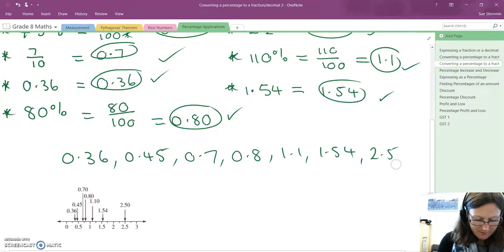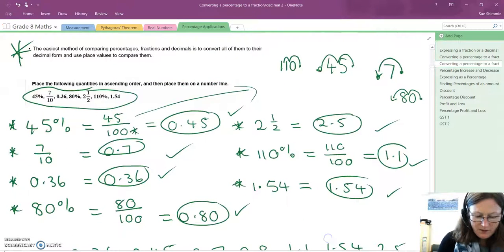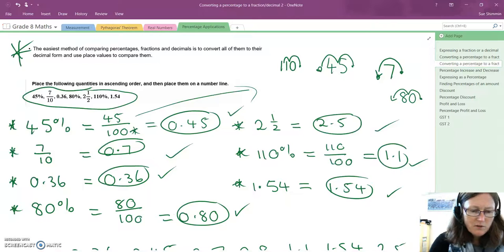And here's a number line, and you can see that we've put 0, 0.5, 1, 1.5, 2, 2.5, 3, and we've put those numbers in the appropriate spot on the number line like the question asked. So if we have a whole lot of numbers, convert them all to their decimal form so that you then can make a comparison about which is smallest, which is largest, and where they go on a number line.